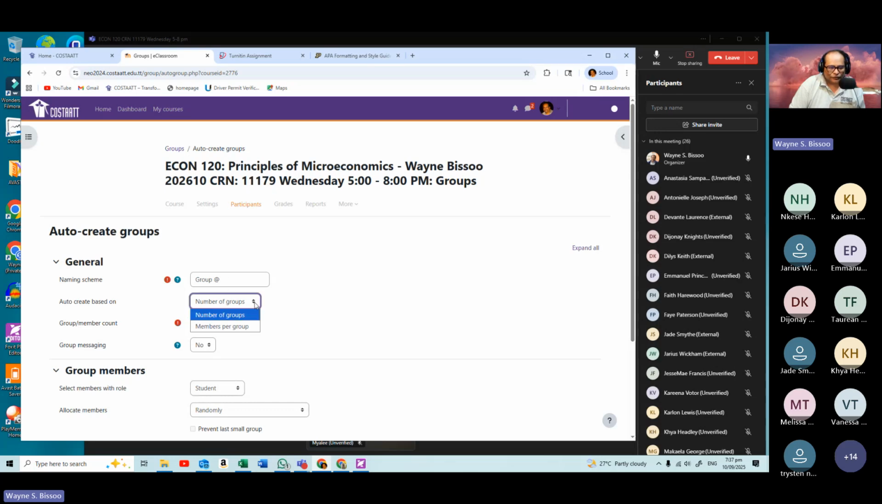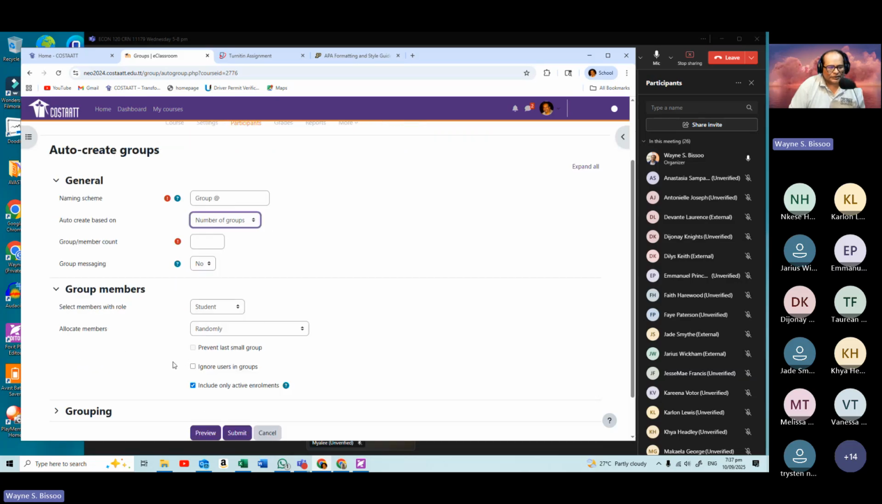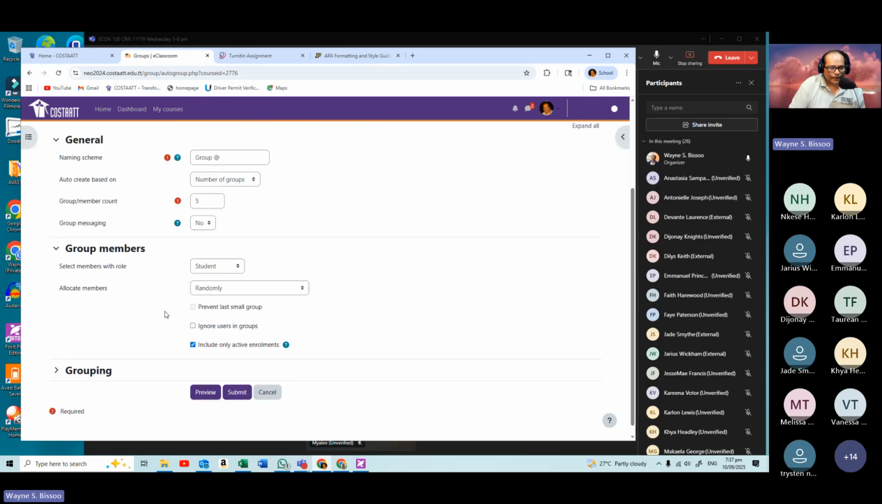So we want 5 groups because there are 26 of us. Let's see, name is group at. Okay, we'll leave that for now. Students randomly. All right, that'll make sense. Auto create based on number of groups. All right, so we need 5 groups. Only active and ignore users in group, random students. Okay, submit. Let's see what happens.